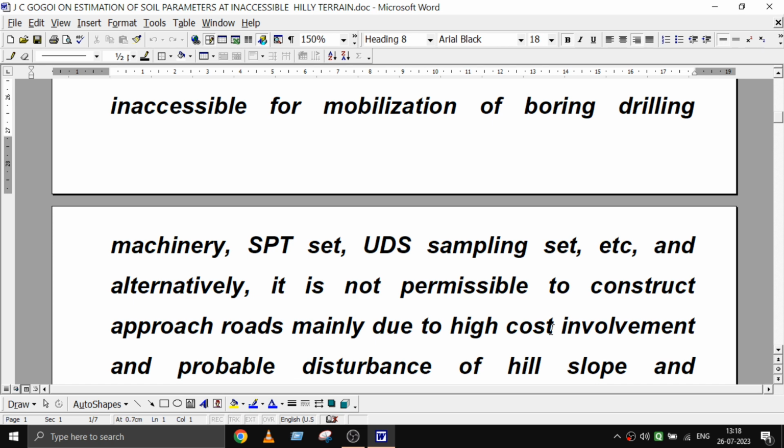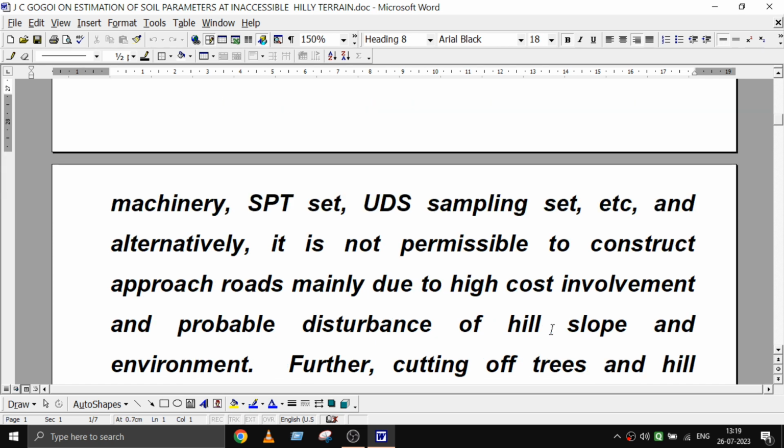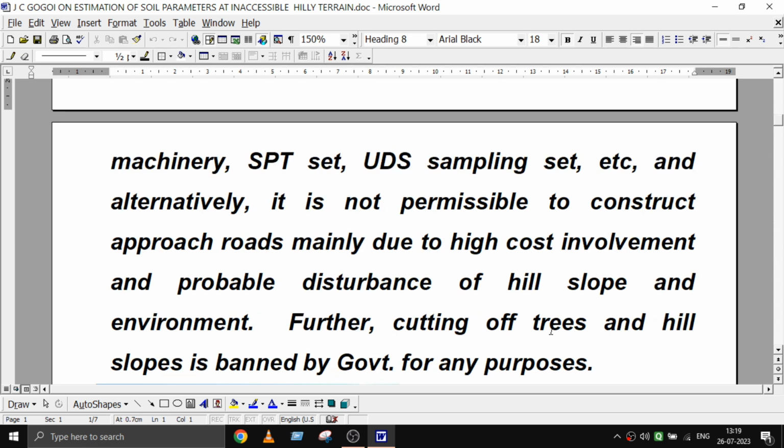In addition to that, there is a ban all over India on cutting of hills and cutting of trees. Felling down trees is a criminal offense. So it is very difficult to make roads to carry the materials. Number one, there is very huge cost involvement. Number two, cutting down trees and hill slopes is a criminal offense.